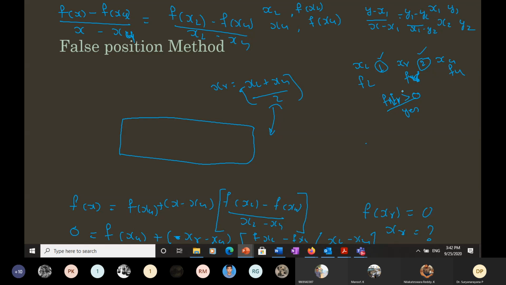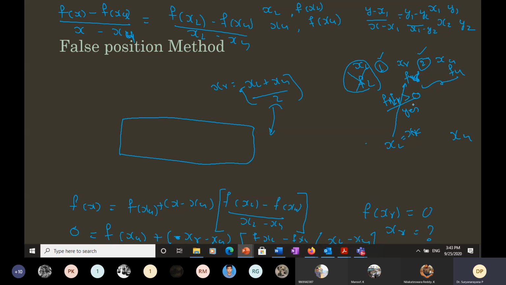If the product is greater than 0, which half has the root? Anyone? FR and FU. FR and FU, that's correct. The second half, if this condition came out to be true, the second half has the root. So for the next iteration, you want to continue with this loop. Okay, XL, XU. For the next iteration, you are changing the lower limit to the previous XR, and this one you'll just neglect. You just throw it away. It's not needed anymore.